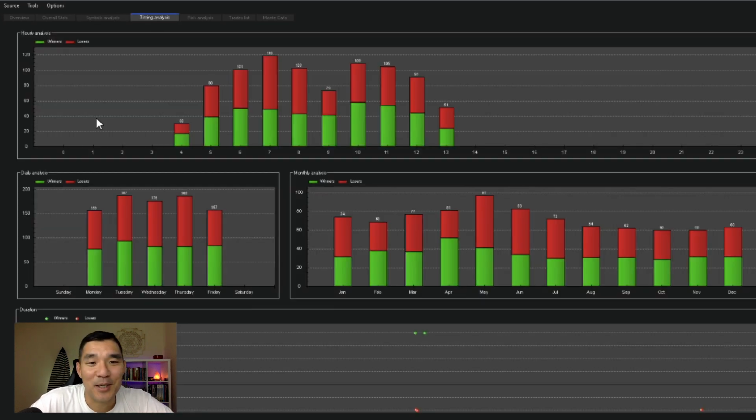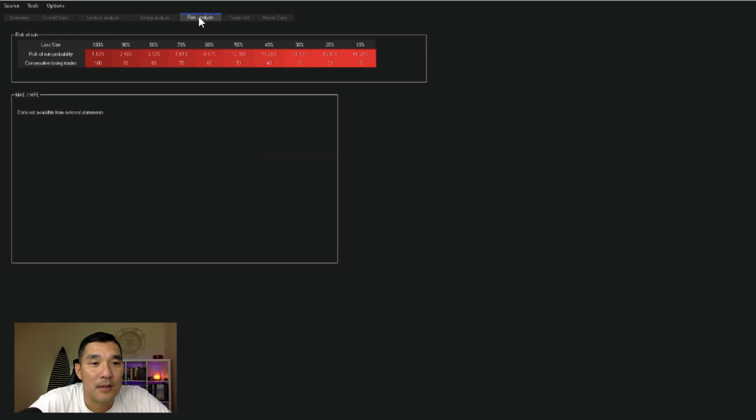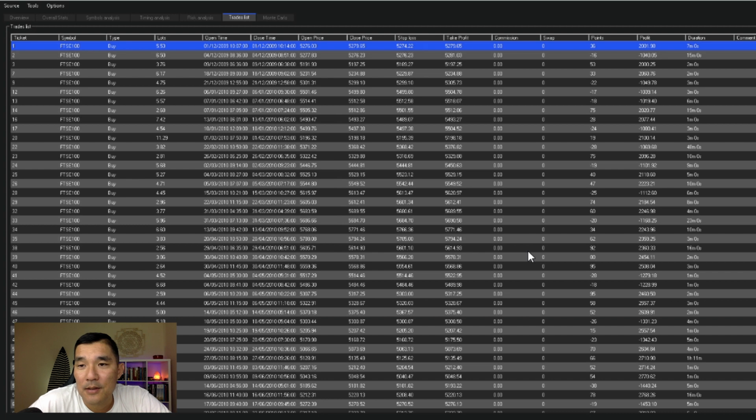You have timing analysis here where you can see how the strategy performs during different days of the week, different hours of the day, different months of the year, etc. And it will give you a risk analysis in terms of risk of ruin and your maximum adverse excursion and maximum favorable excursion stats. It will also give you the trades list so you can see each individual trade and the growth on each trade.